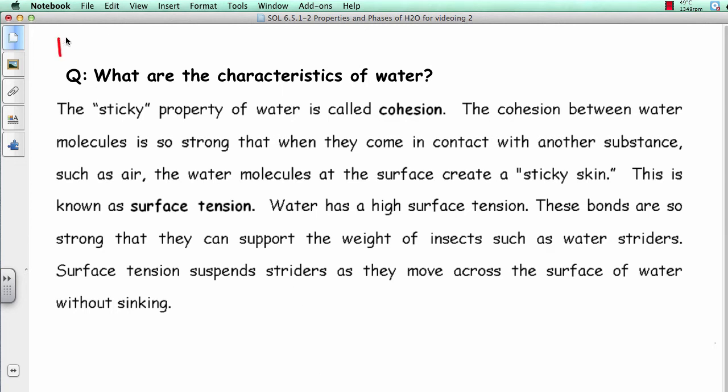This is paragraph 2. And let's just do a quick reading of this. What are the characteristics of water? We talked about polarity already. So let's begin. The sticky property of water is called cohesion.